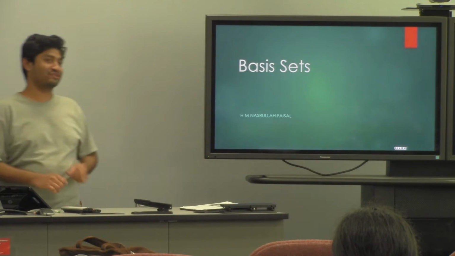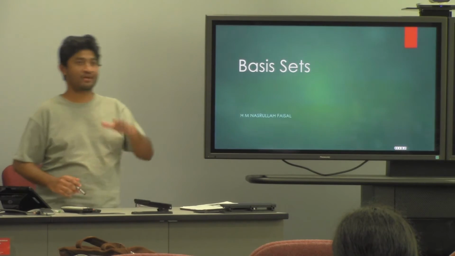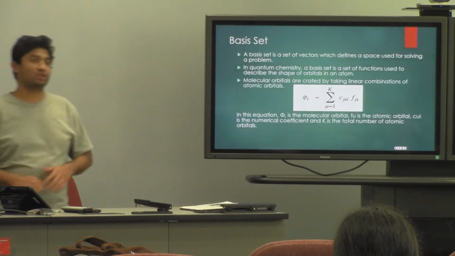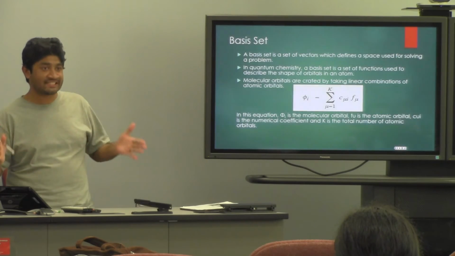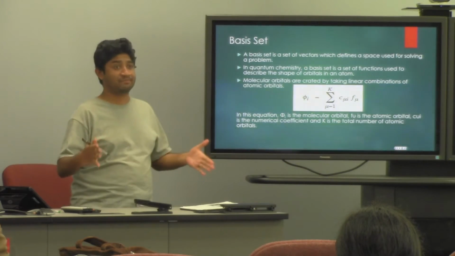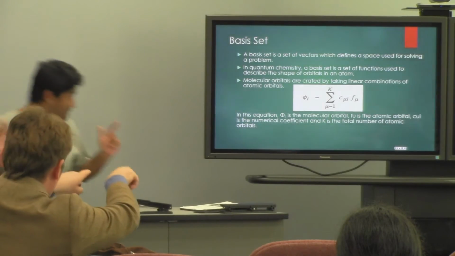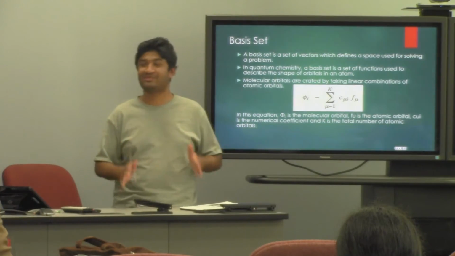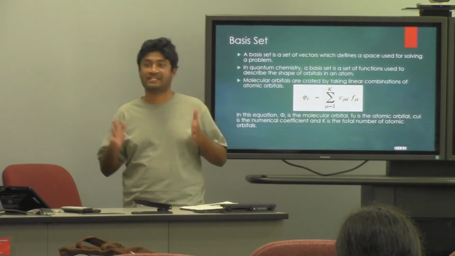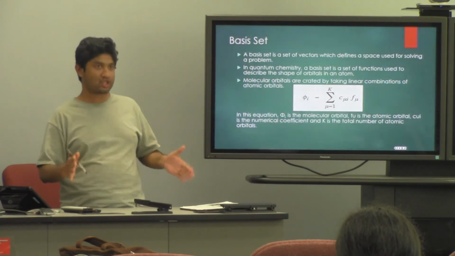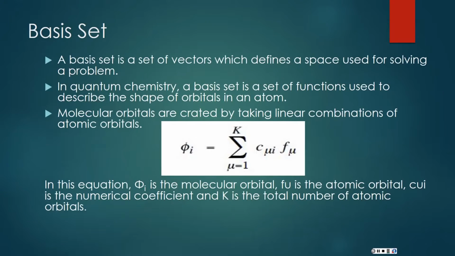Hi everyone, good afternoon. This is HM Nasrullah Faisal. Today I am going to talk about basis sets. So what is a basis set? Generally, a basis set is a set of vectors which defines a space in which a problem is solved. But in quantum chemistry, a basis set is a set of functions which describes the shape of atomic orbitals in an atom. And molecular orbitals are created by taking the linear combination of these atomic orbitals.